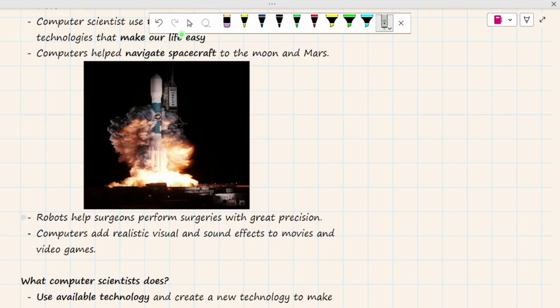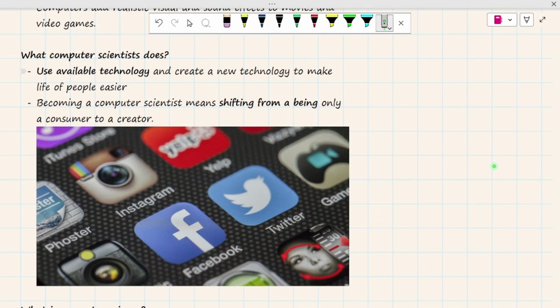Now coming to the next part, and that is robots. Robots are used by surgeons in order to make their surgeries or operations precise. For editing videos or making new videos like animations or creating VFX in any of the videos, we use computing systems.